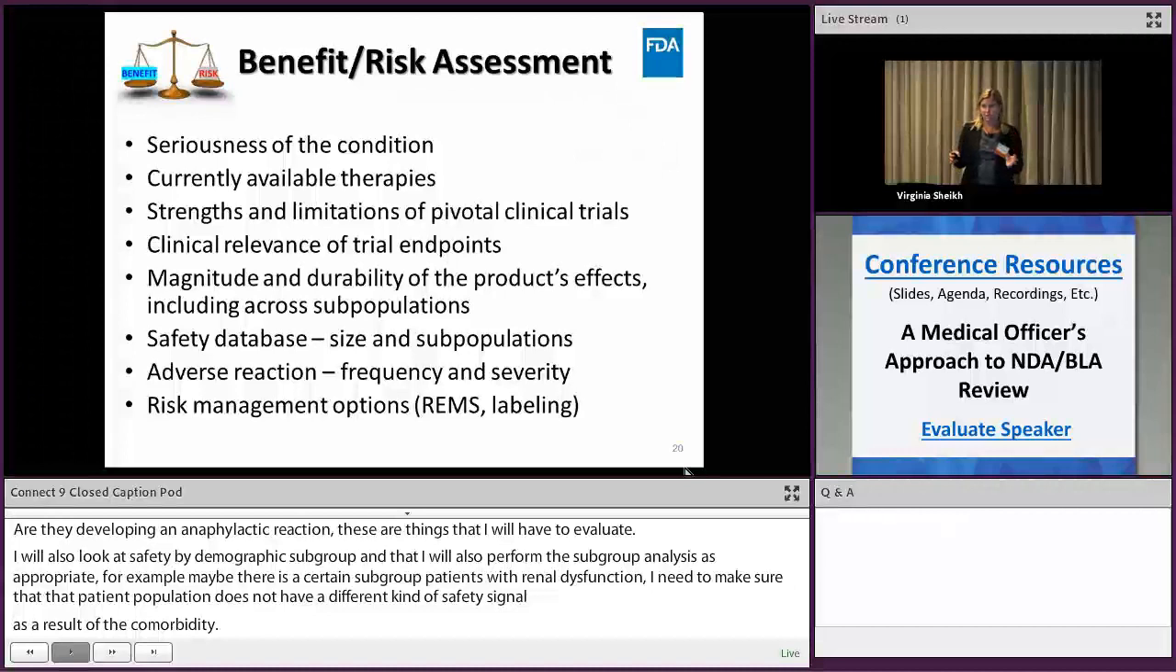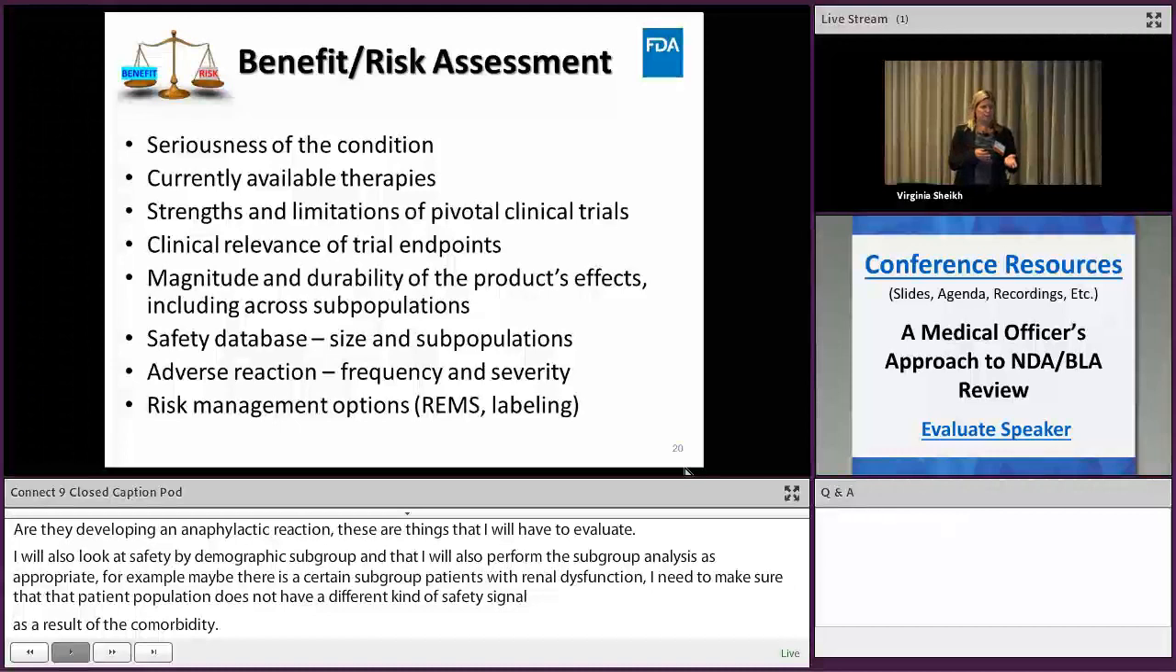How serious is the condition? What treatments do the patients right now have available to them? What are the inconveniences of those? What are the adverse events that occur because of those therapies? And then I look at the pivotal trials. What were the strengths of these trials? What are the limitations? What questions do I still not know after reviewing this trial data?